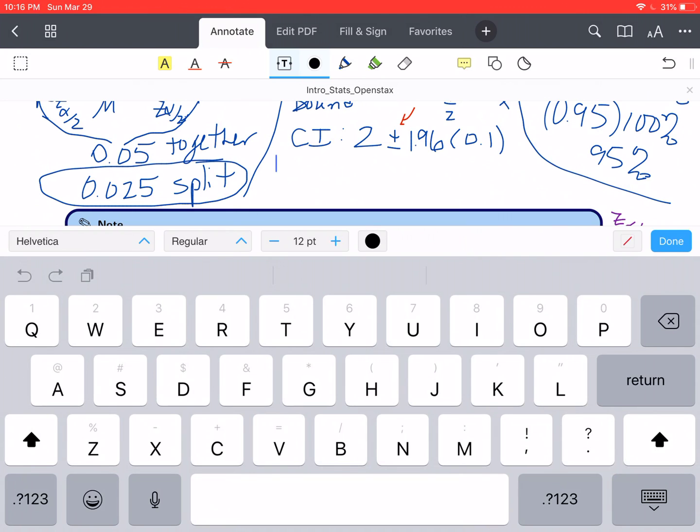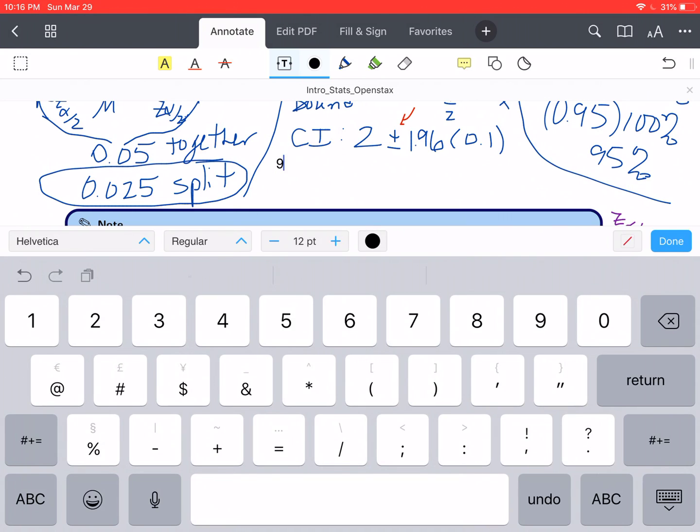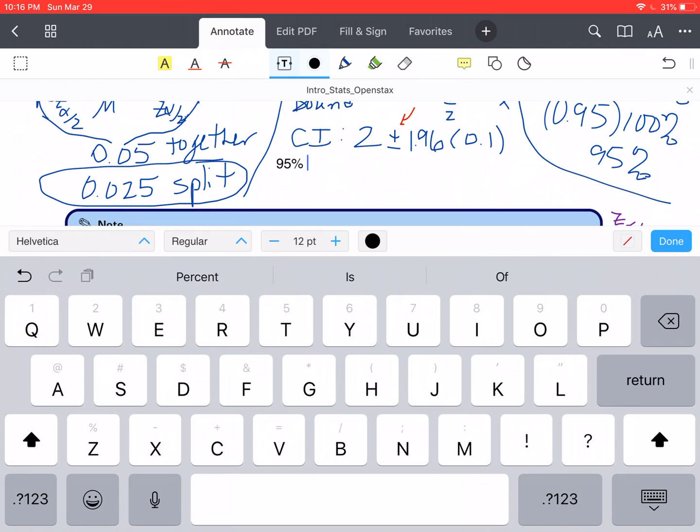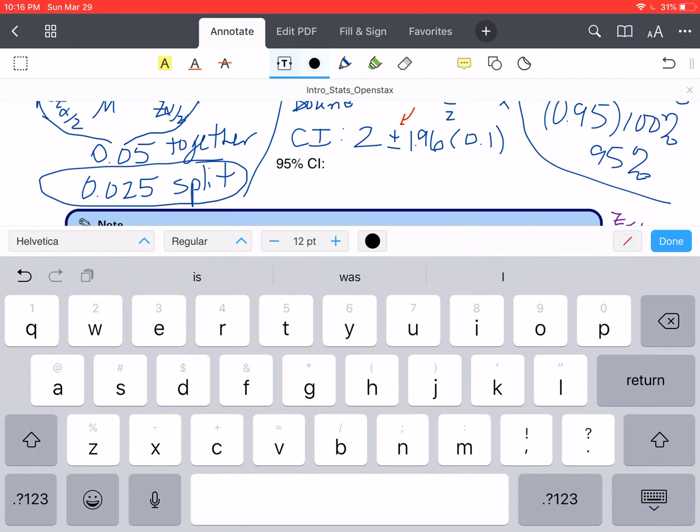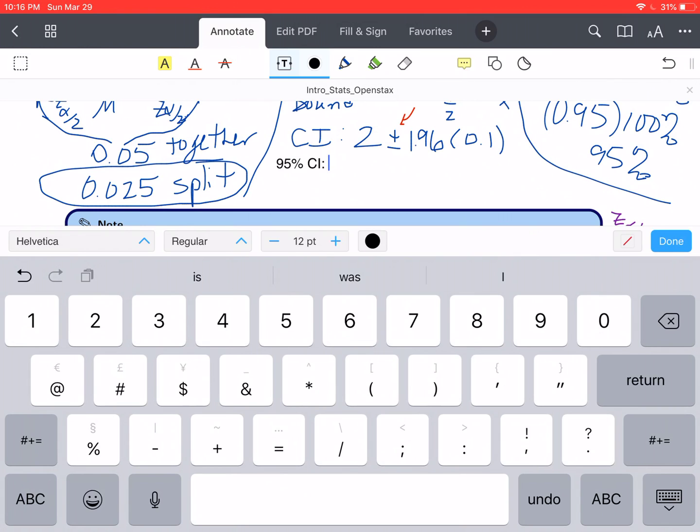Okay, so our 95% confidence interval is going to be the lower bound, if you run that calculation, is 1.804, and the upper bound is 2.196.